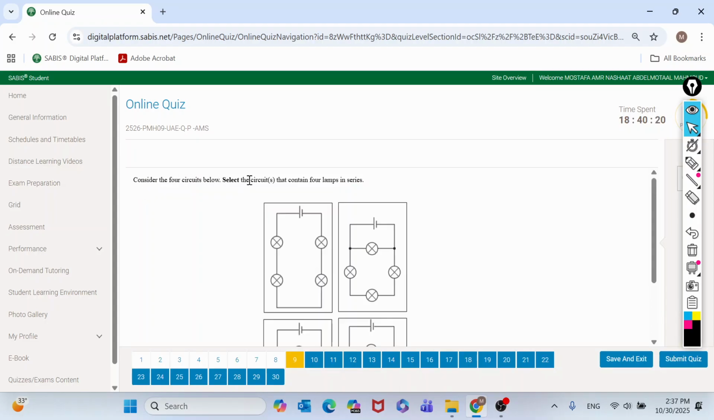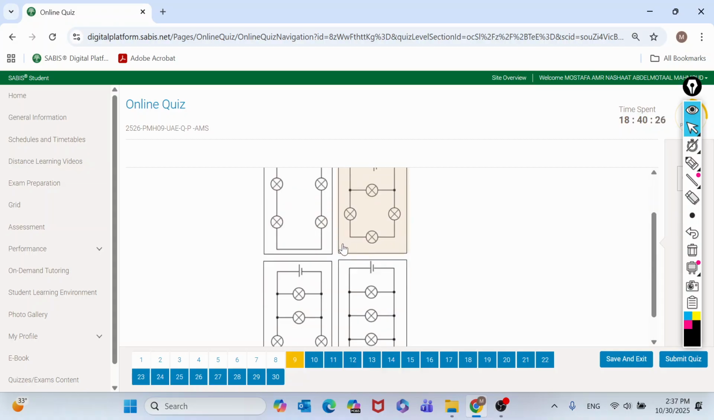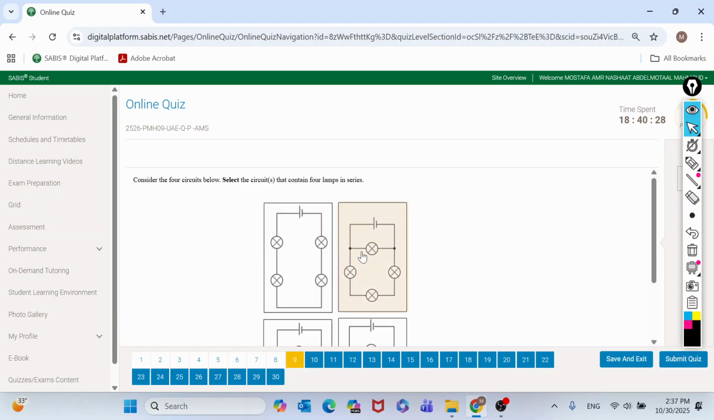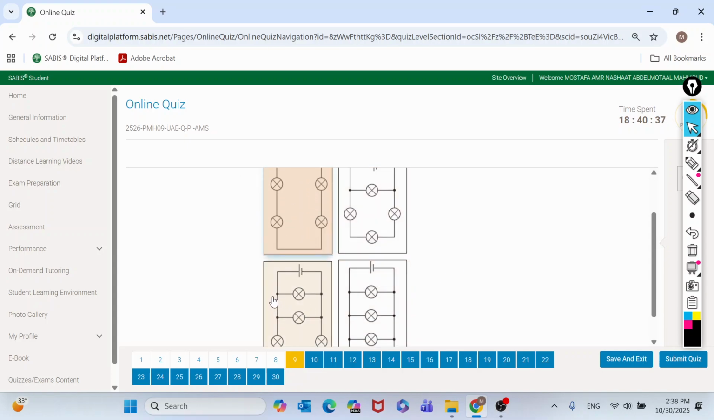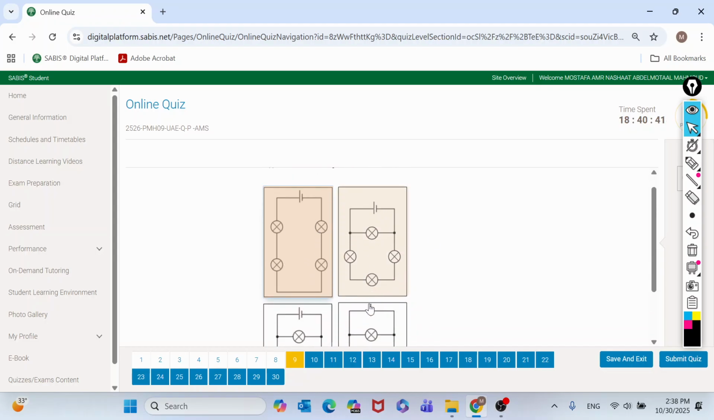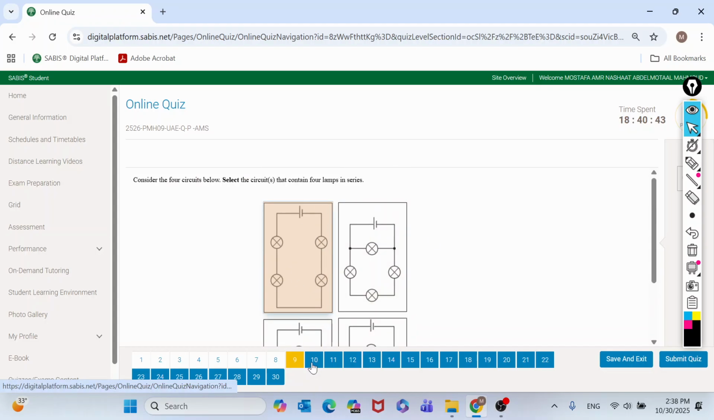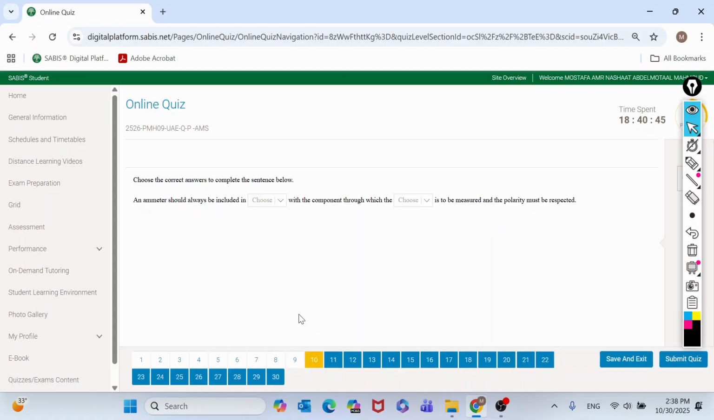Consider the 4 circuits below. Select the circuit that contains 4 lamps in series. Okay, so in series means they're all in a series. Series, this one. These ones are parallel. Basically, anything that doesn't branch off, it's just one loop. That's series. Parallel has multiple loops. So anything that's in one loop is series, multiple loops parallel.